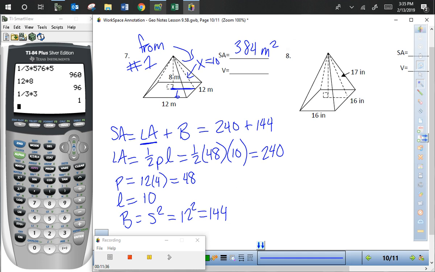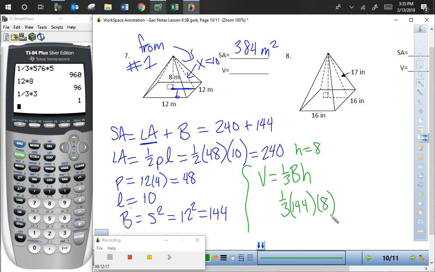Now, once we work hard for that, we don't have to work very hard for volume, because volume is 1/3 times the area of the base times the height, and we already have most of these pieces laid out for us. So 1/3 times B, we already found, was 144. Now what you'll notice is H was missing. Over here we had the slant height, not the height of the pyramid. So going back to our picture here, the height of the pyramid was H. Make yourself a note of that. H here is equal to 8.